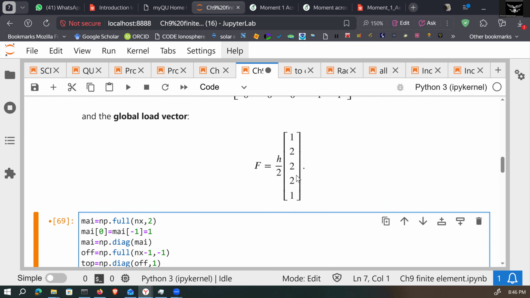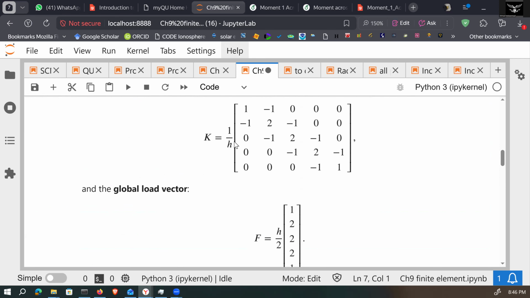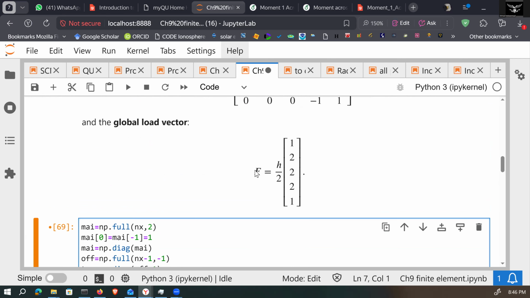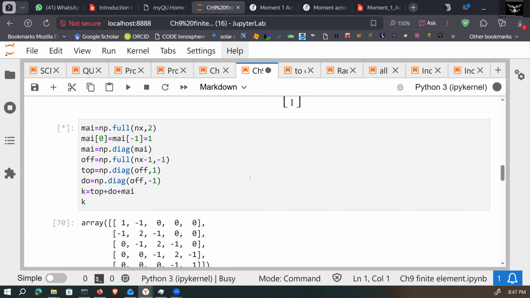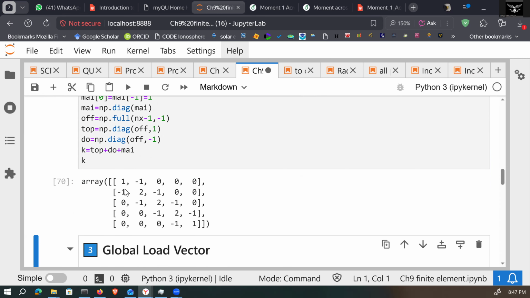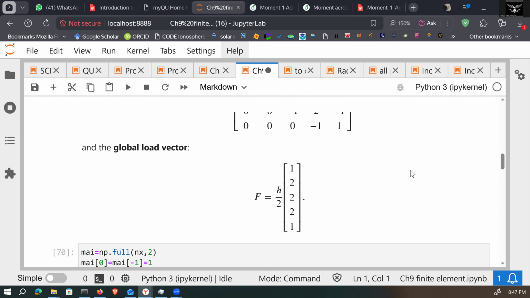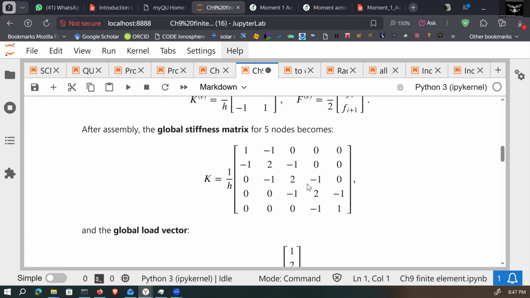Now we are going to have 1 over h, right? So let's first develop K. So the K matrix is top plus down plus main. Let's see what K looks like. So what we have here is K looking like this. This is our K matrix, which is exactly this.